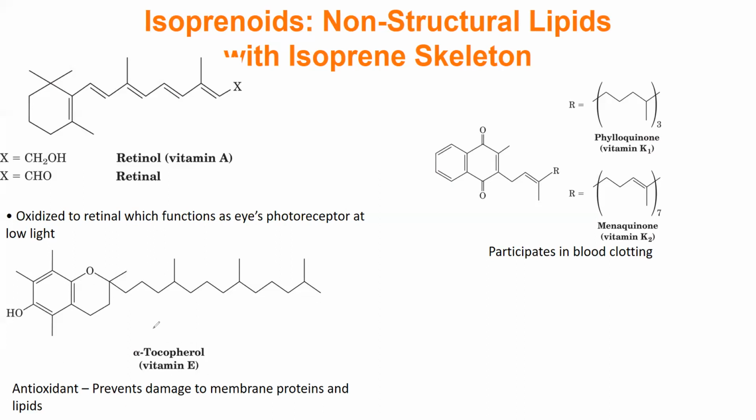Another isoprene vitamin here is vitamin E. This is a class of molecule called antioxidants. And what an antioxidant does is that it absorbs what are called free radicals. When you do oxidative phosphorylation, one of the side products that can happen is that you can have an oxygen molecule with an unpaired electron.